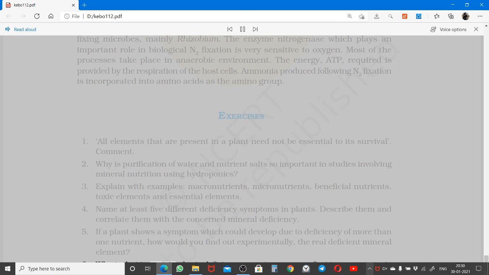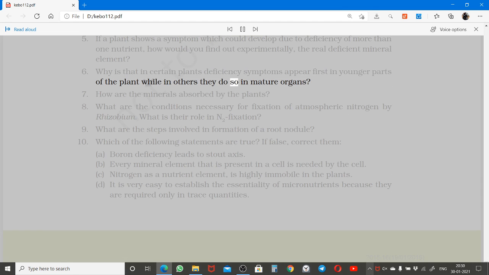6. Why is that in certain plants deficiency symptoms appear first in younger parts of the plant while in others they do so in mature organs? 7. How are the minerals absorbed by the plants? 8. What are the conditions necessary for fixation of atmospheric nitrogen by Rhizobium? What is their role in N2 fixation? 9. What are the steps involved in formation of a root nodule?